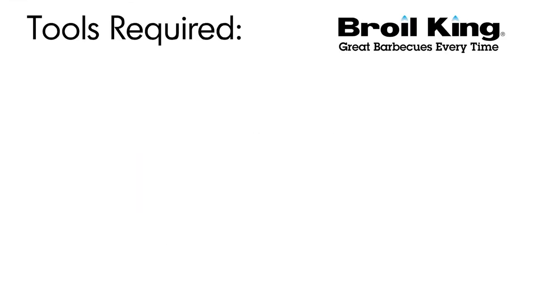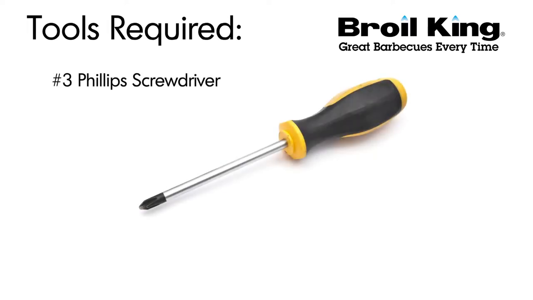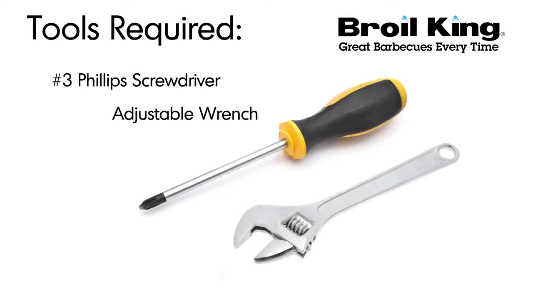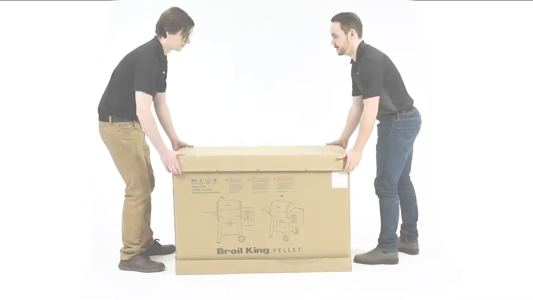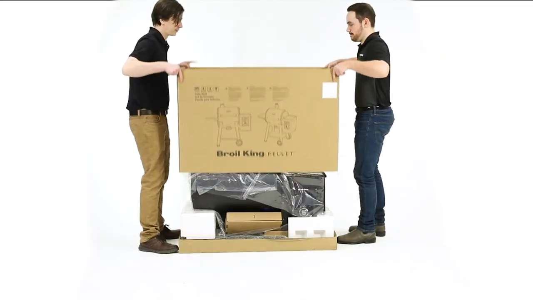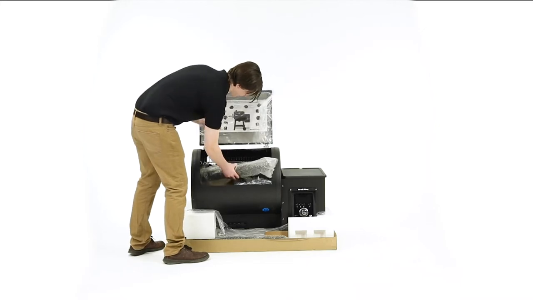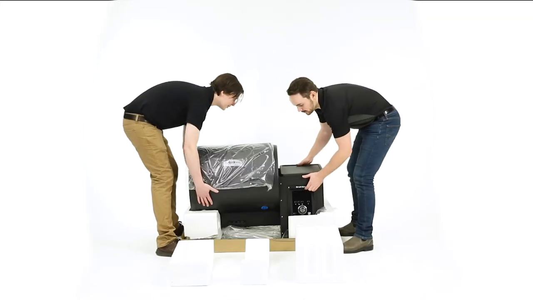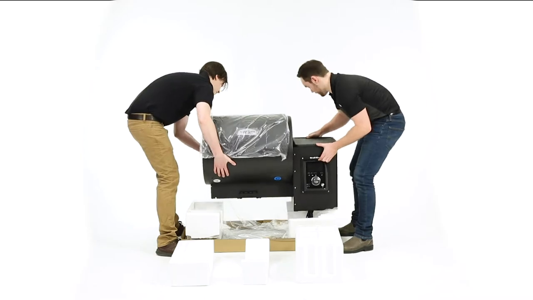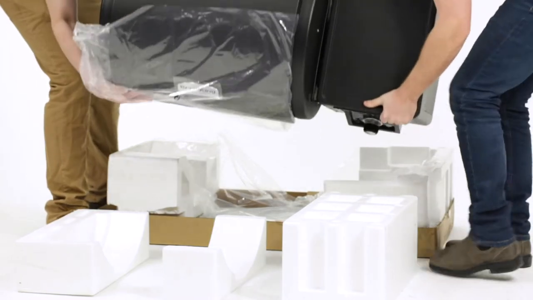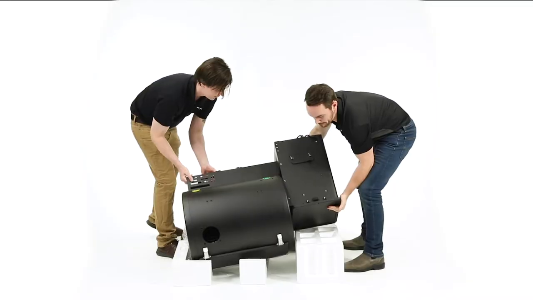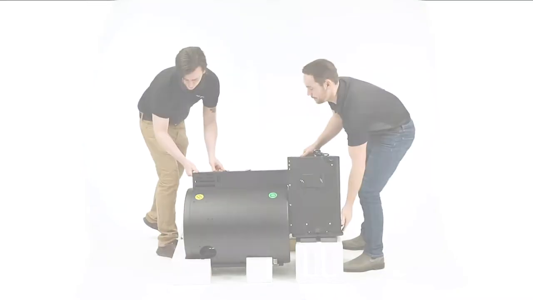Now let's get started. You will need the following tools to assemble your Broil King Pellet Grill: a number 3 Phillips screwdriver and an adjustable wrench. Before starting, unpack all of the components of your smoker. With help from another person, flip the grill upside down. Use the styrofoam from the grill's packaging to secure the grill in place while upside down.